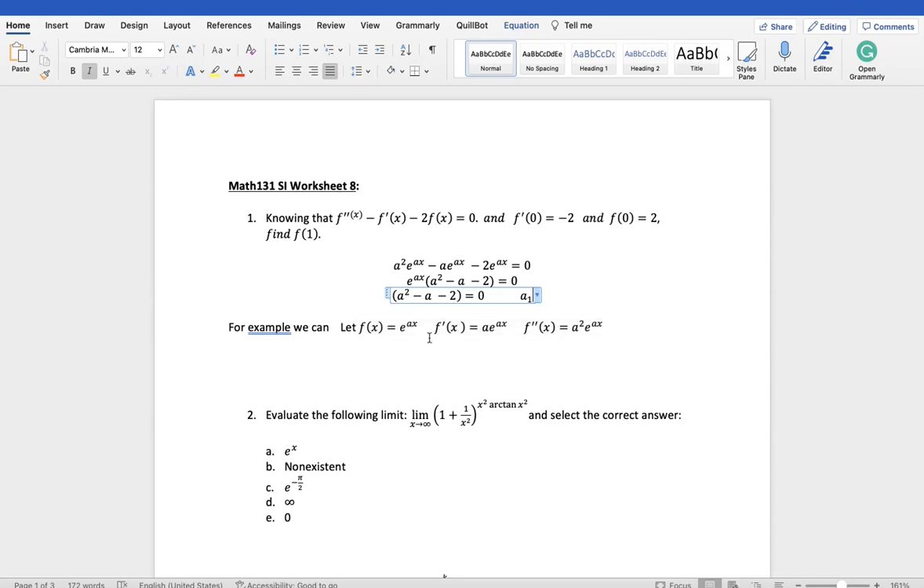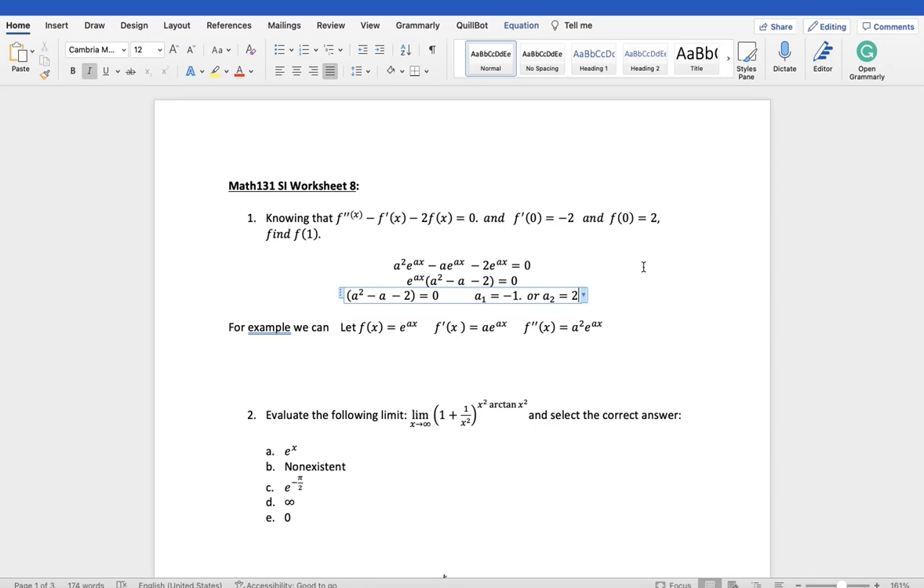Because if you say 1, what happens when you plug in 1 here? You have 1 squared, which is 1, minus 1, which is 0, minus 2. So you have minus 2, which is not equal to 0. So a must be equal to minus 1 or a must be equal to 2, right? So we have the two values that a can have.